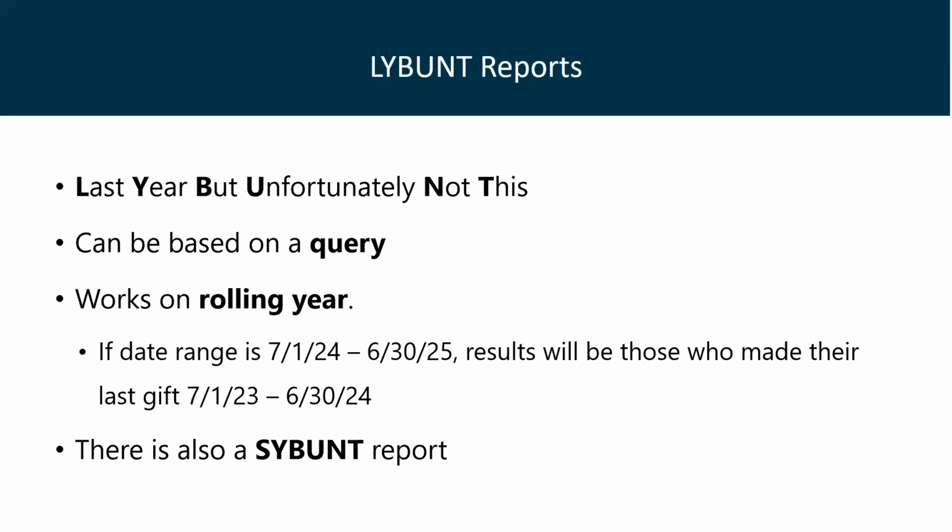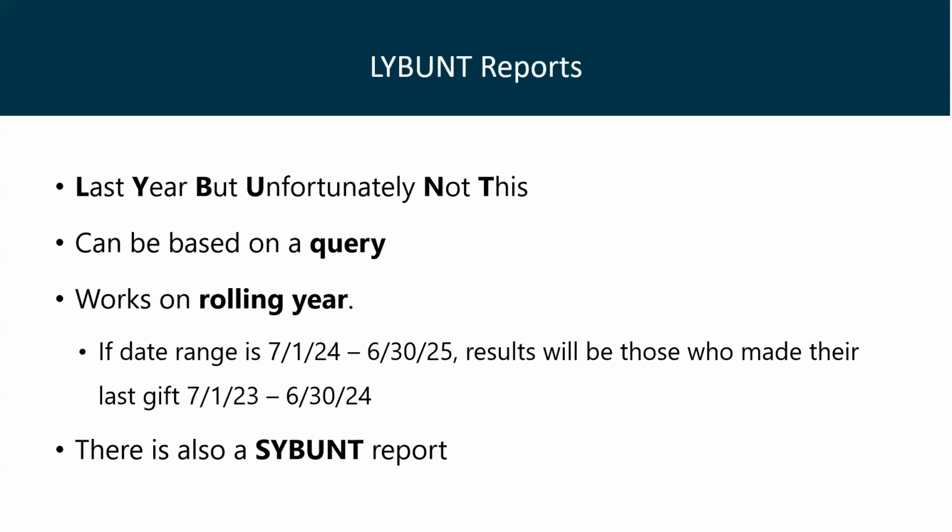So it can be really a good snapshot of your donors across a time period. Okay, so the LIBUNT report, just like the consecutive years report, you can base it on a query if you want. This does work on a rolling year, and that's important to understand. So if the date range you put in as your parameters is 7/1/24 to 6/30/25, the results you get are going to be the people who made their last gift 7/1/23 to 6/30/24. Because remember, it's always looking at the people who gave in that last year, but not in the time period that you're looking at. So that's an important thing to think about with the LIBUNTs.